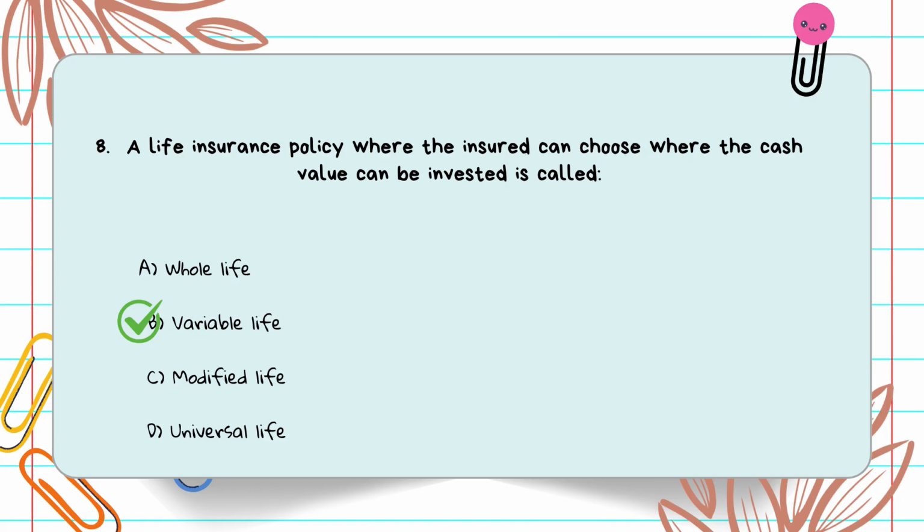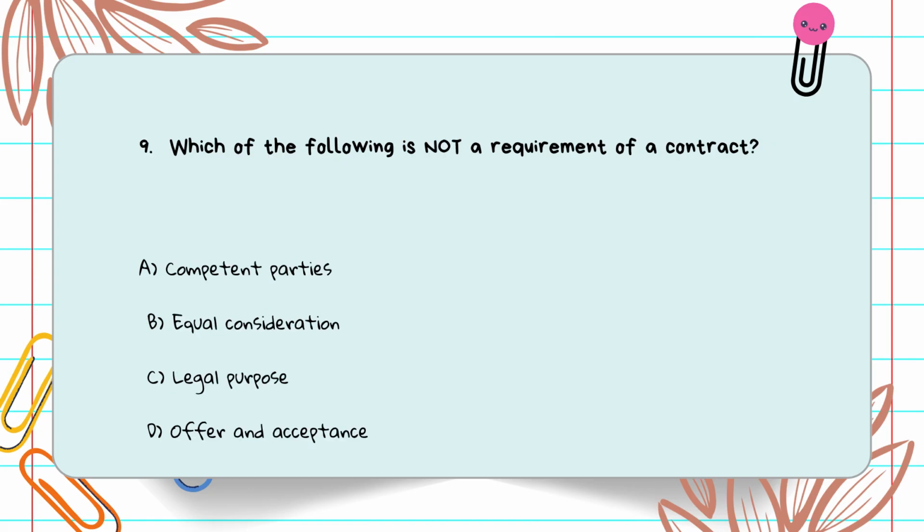Question number 9. Which of the following is not a requirement of a contract? A, competent parties. B, equal consideration. C, legal purpose. D, offer and acceptance. Insurance contracts don't need equal value on both sides. You pay premiums, the company promises to pay if something happens. The answer is B, equal consideration.